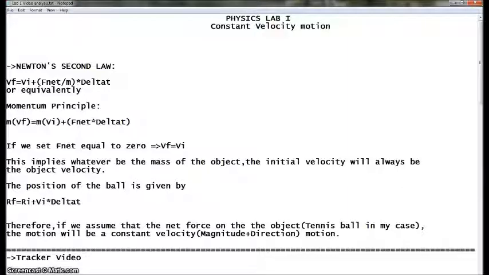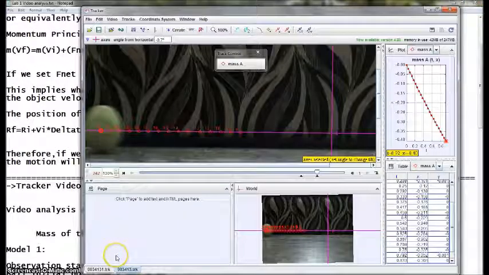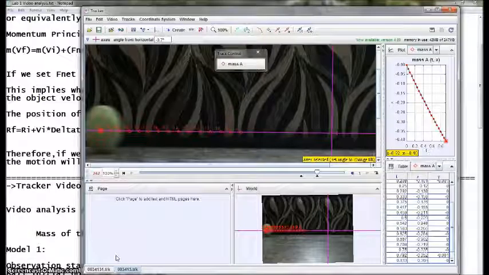The position of the ball can be given by Rf, which is the final position, equal to the initial position plus initial velocity times change in time. This is the tracker video I have recorded. Since we have to consider the constant velocity case, I've considered only that part of the video where the ball gains a constant velocity. To show this, I have marked the center of mass for two videos to create two models.